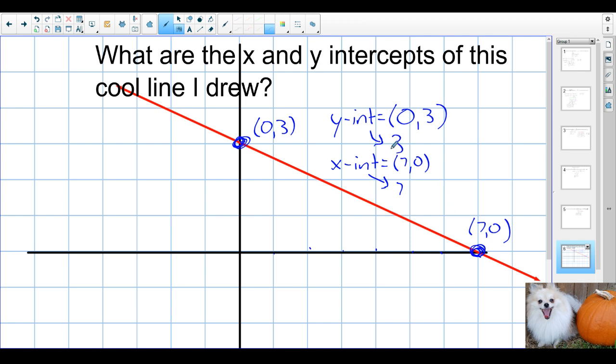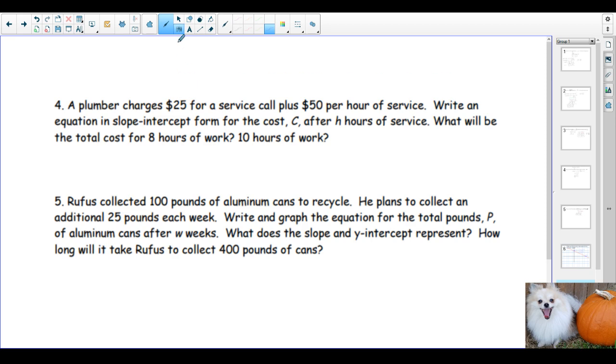If the question went the other way around, if it said, what does the line look like if the y-intercept is 3 and the x-intercept is 7, you plot these 2 points, you draw the line between them, you circle the graph that matches that, and then you move on in your life. Easy. All right, a couple reading questions.